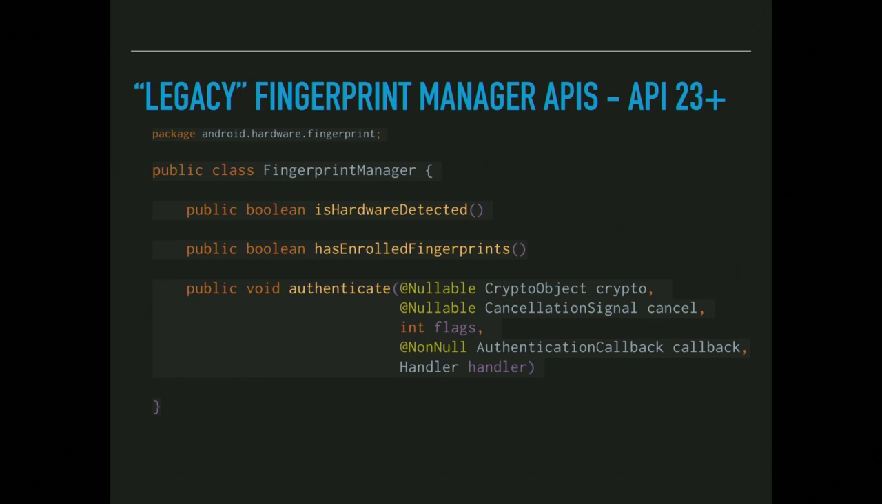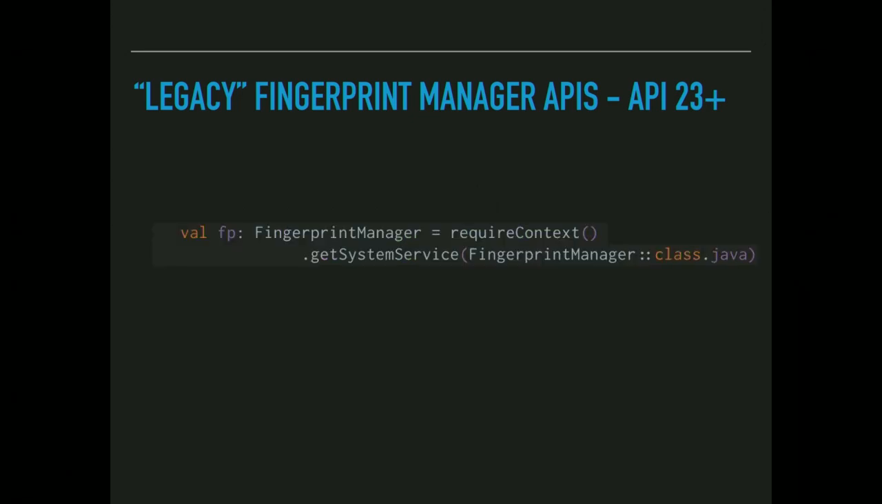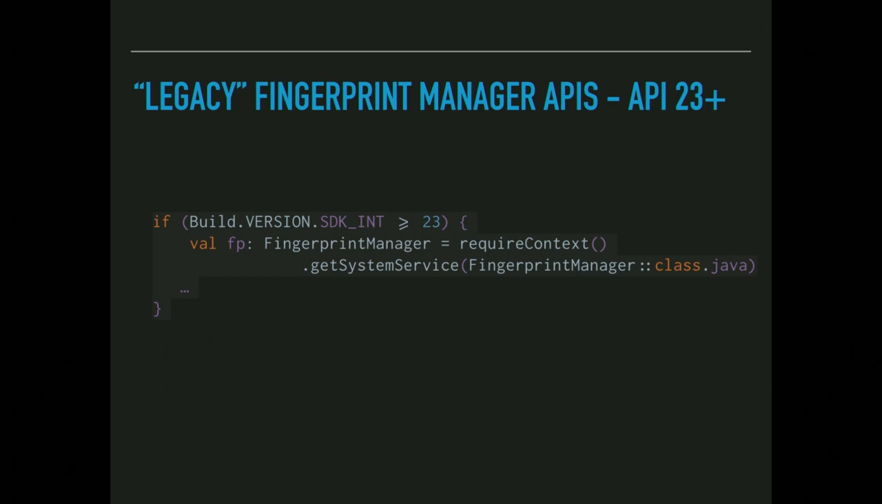If you're going to use this, you will have to put this permission in your manifest. It's a normal permission, not a dangerous permission, so you don't actually have to prompt for it, but it does need to be in your manifest. So the first thing you do is you want to get an instance of the Fingerprint Manager. You just call get system service. It gives you an instance of the Fingerprint Manager. If you're using the direct platform APIs, you're going to have to surround that with an API check because it's only on API 23 unless you're minSdk 23 or higher, and then get that.